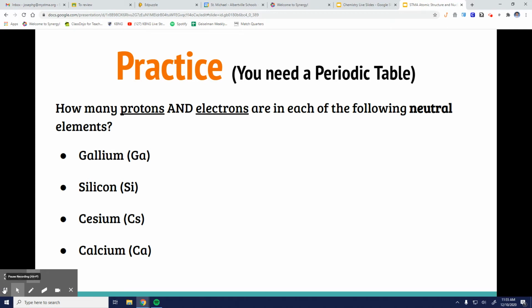Cesium on the periodic table is number 55. That tells us it has 55 protons and 55 electrons. And then calcium is our final one. On the periodic table, calcium has 20 for an atomic number, meaning it has 20 protons. And if the atom is neutral, meaning it has no charge, it's going to have 20 electrons.